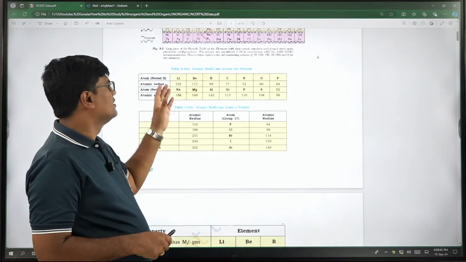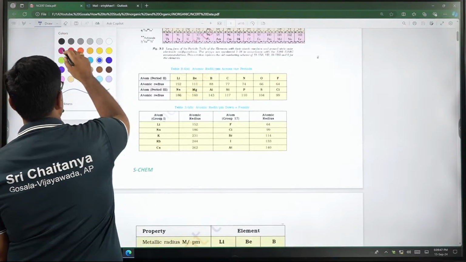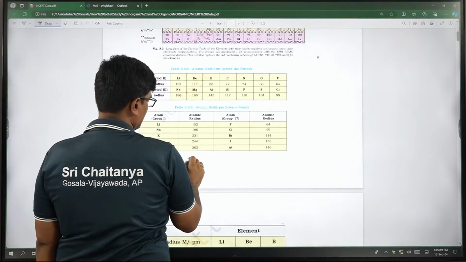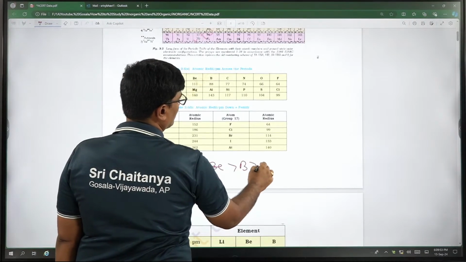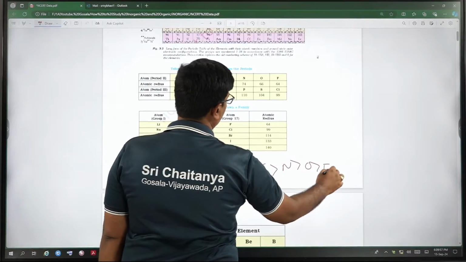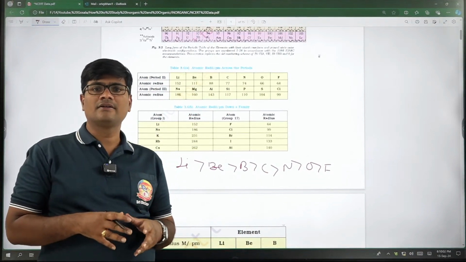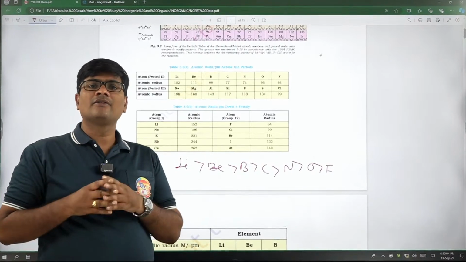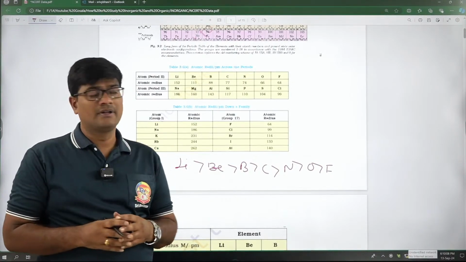For example, lithium greater than beryllium greater than boron greater than carbon greater than nitrogen greater than oxygen greater than fluorine. Similarly for the next period. So like that, in NCERT we have data. The data we need to collect, and we write the orders in the periodic table.